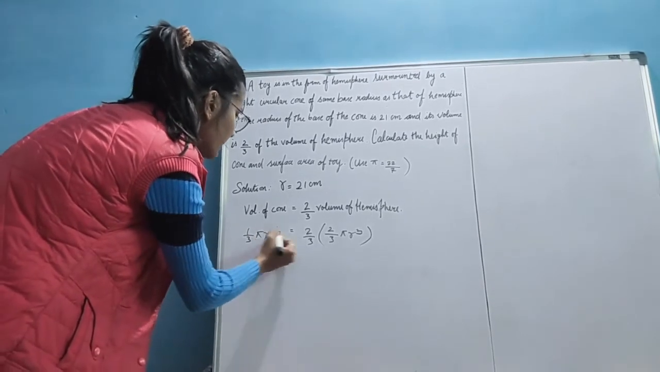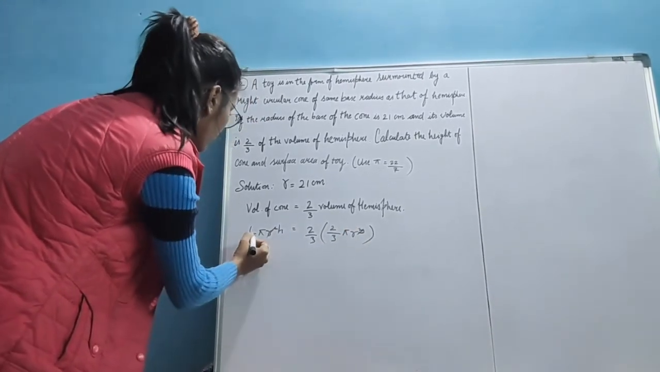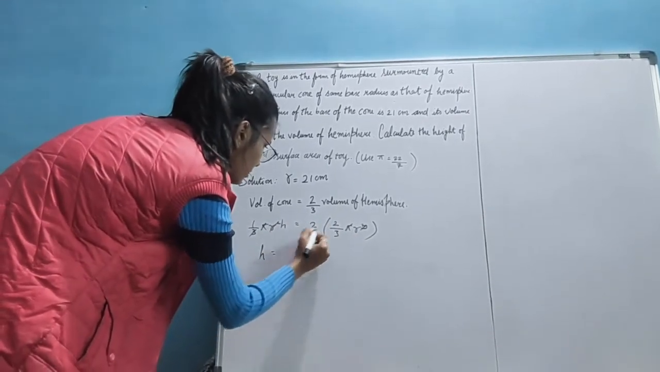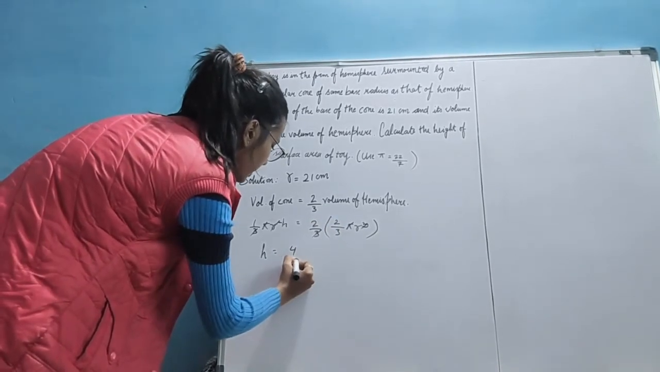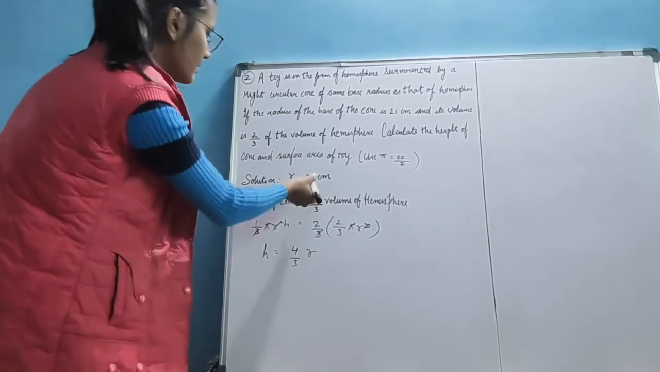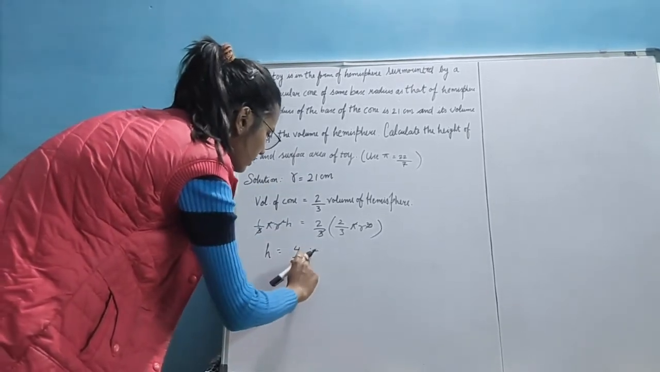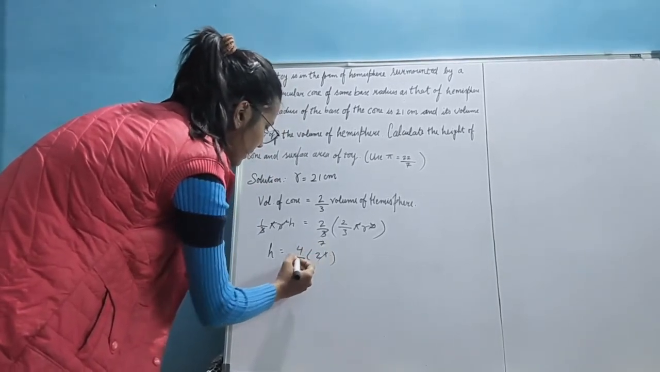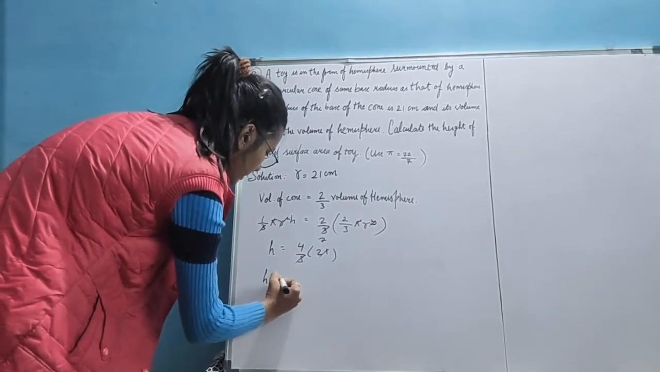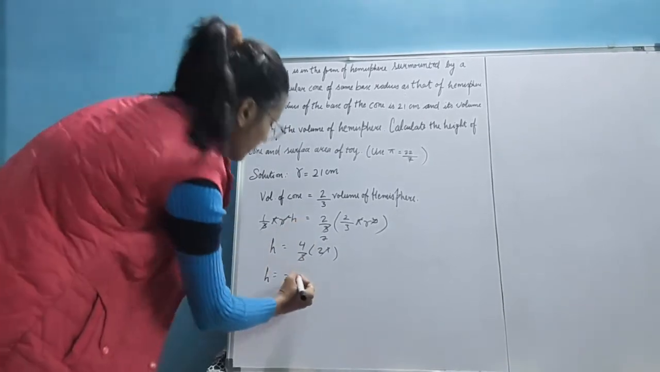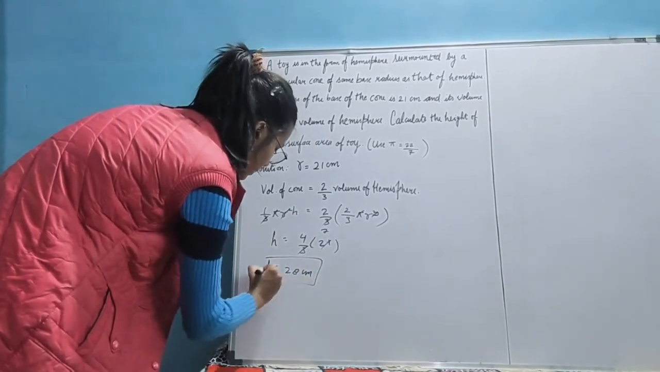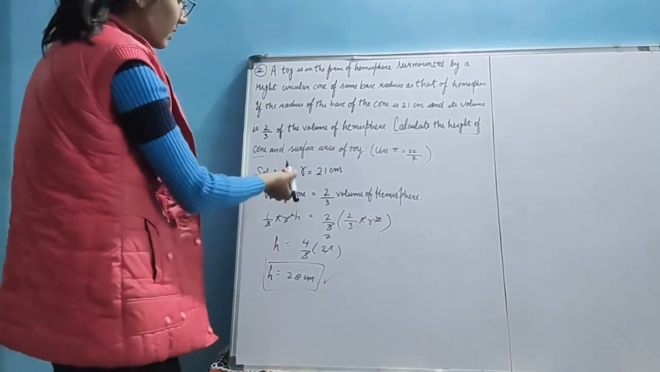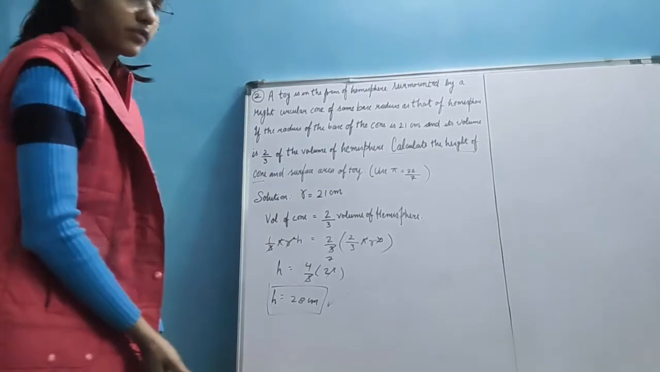So we can cancel r square and pi, and the leftovers are h equals 2 multiplied by 2, 4 by 3, r, and r is given, which is 21 centimeter. So we can write 21 centimeter in place of r. We can again cancel by 7, and 4 sevens are 28. So height is 28 centimeter. So the first part of the question, which is the height of the cone, is calculated. We will move to the second part, which is the surface area of the toy.